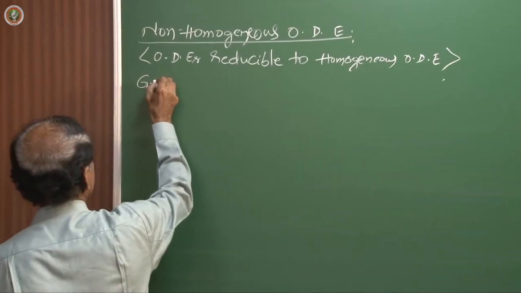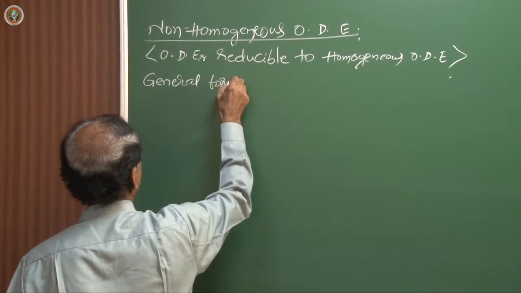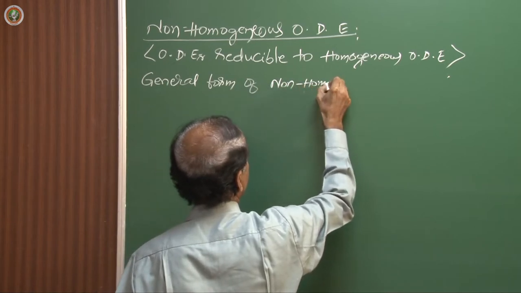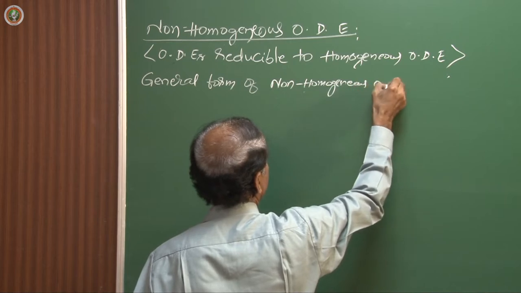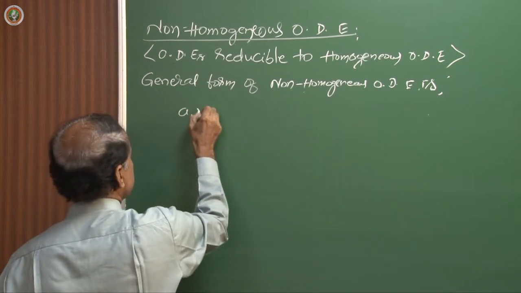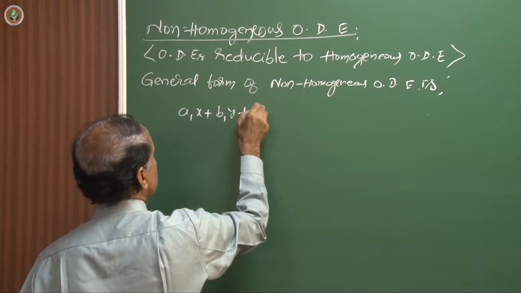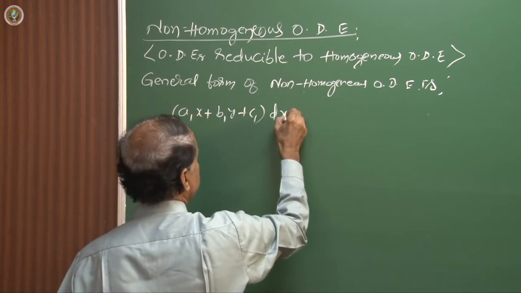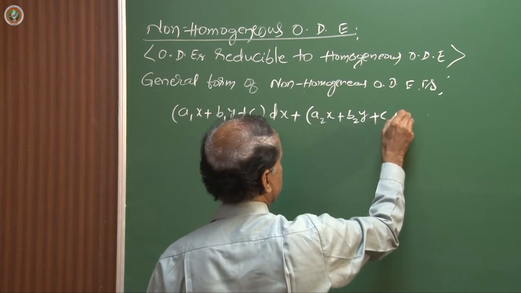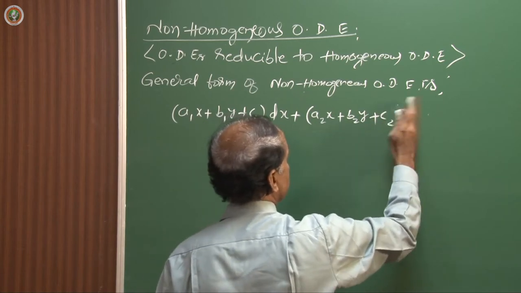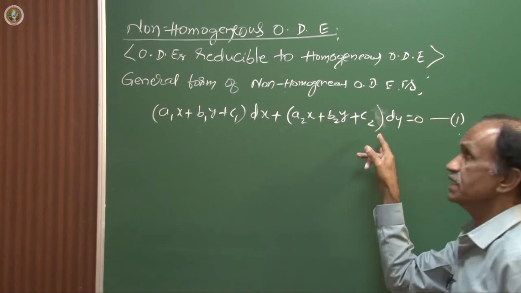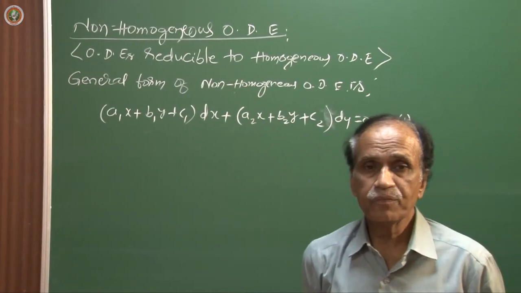The general form of non-homogeneous ODE is (a1x plus b1y plus c1) dx plus (a2x plus b2y plus c2) dy equal to 0. This is the only standard form we study under the heading of non-homogeneous differential equations.